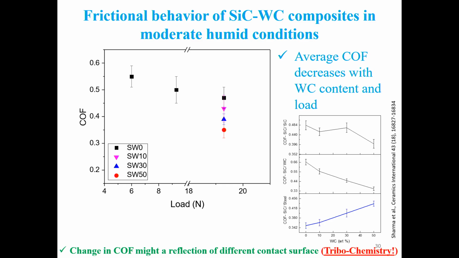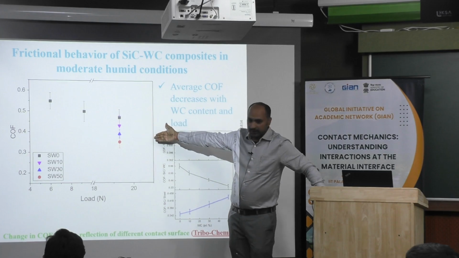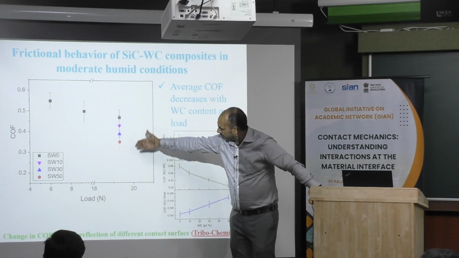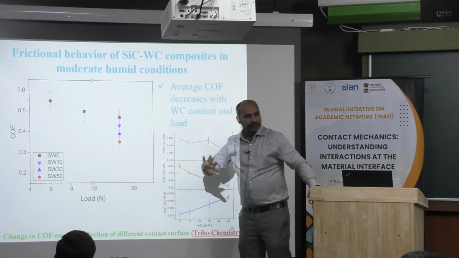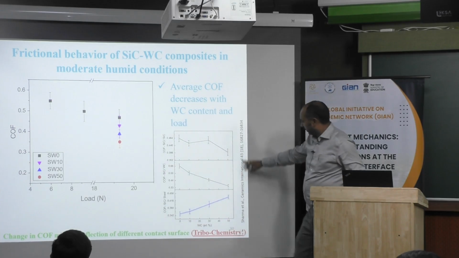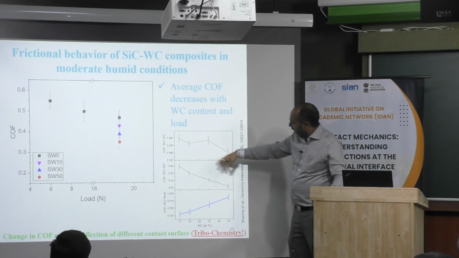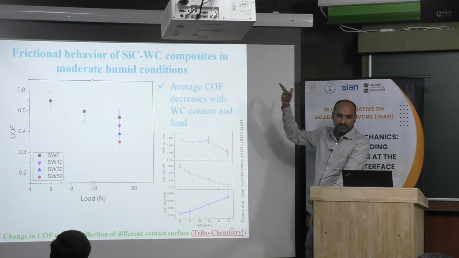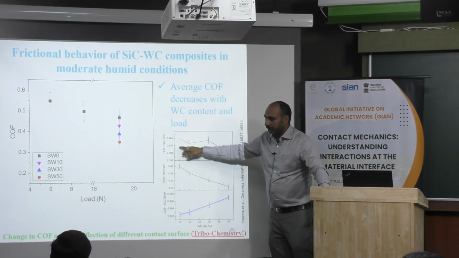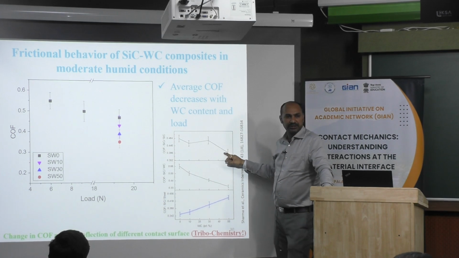So, what we found here is again that friction is continuously decreasing with load, and at the same time it is least for SW50. This is the same, but very interestingly, if you can recall here, we were performing against SiC only. The highest value was 0.4 and it was getting reduced up to 0.39.